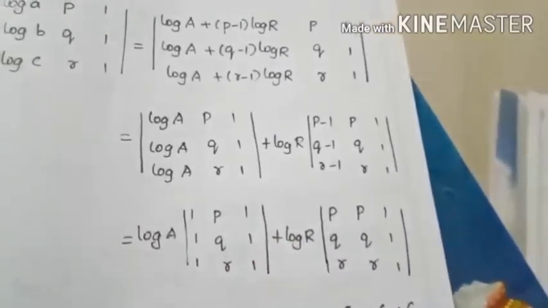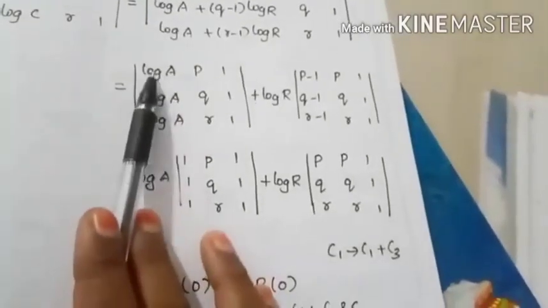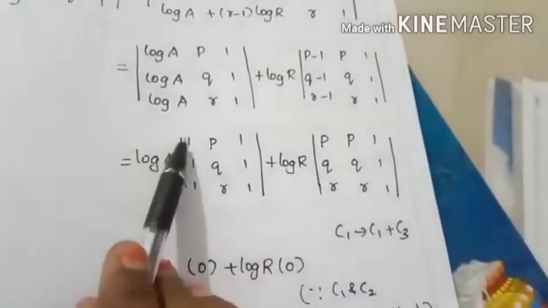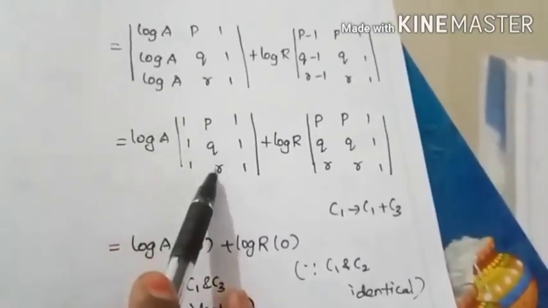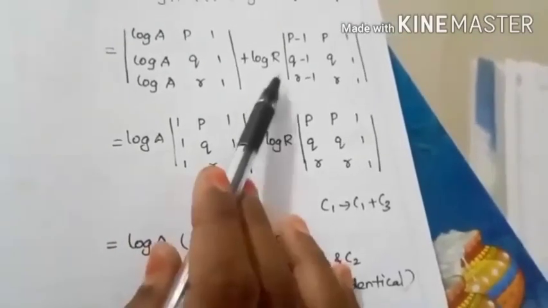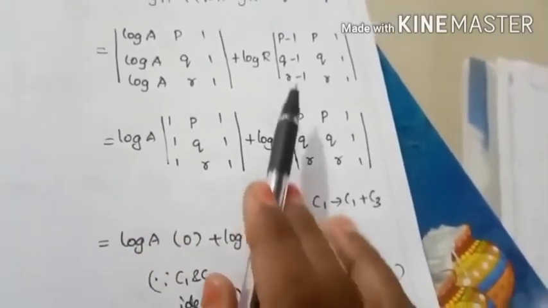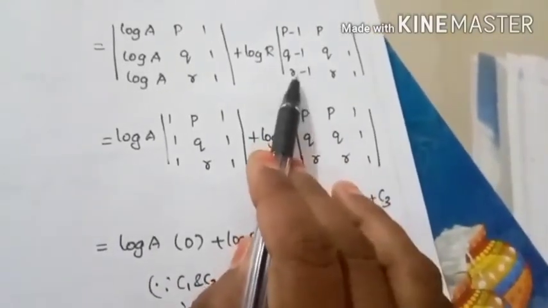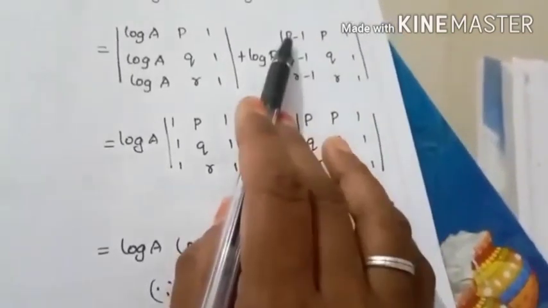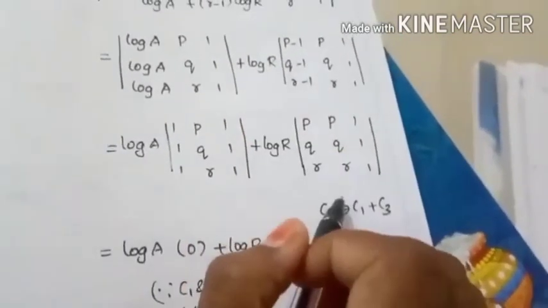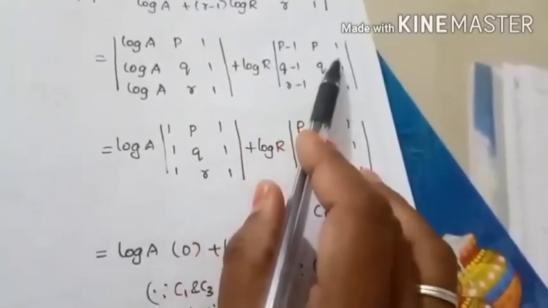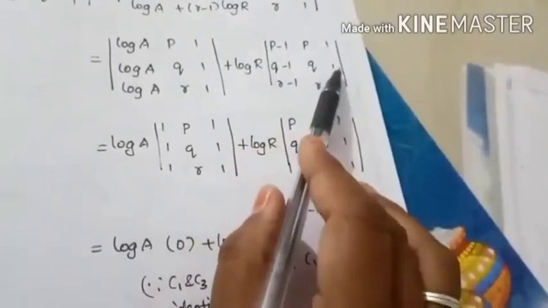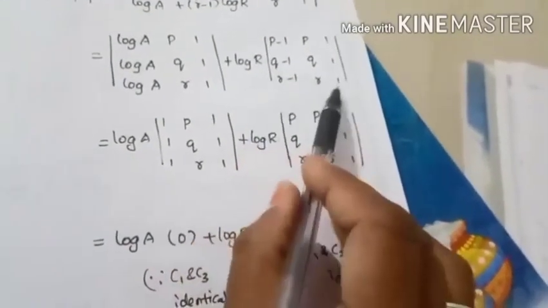So which is equal to, from this determinant, in C1 log A is the common element, so taking it outside, log A into the determinant of 1 1 1, P Q R, 1 1 1, plus log R into, in this determinant, C1 tends to C1 plus C3. What is C1? P minus 1. C3 is 1. So C1 plus C3 means P minus 1 plus 1, so we get P. Minus 1 plus 1 cancelled. Next, Q minus 1 plus 1, so Q. R minus 1 plus 1, R.